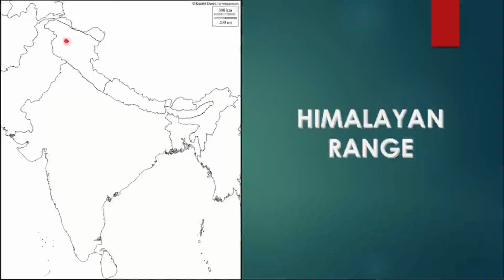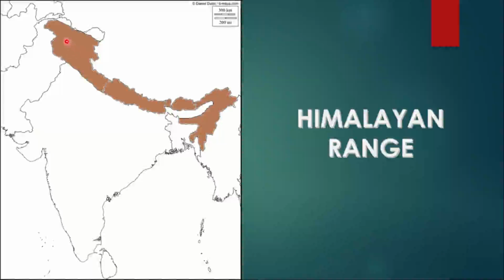Okay. So we are going to start shading from here and then we are going to shade the whole of Ladakh, Jammu Kashmir, Himachal Pradesh, Uttarakhand. Then we are going to shade here in Nepal, Sikkim, Bhutan, Arunachal Pradesh, Nagaland, Manipur, Mizoram, Tripura and Meghalaya. This whole area is a mountainous area. See how you have to shade it.